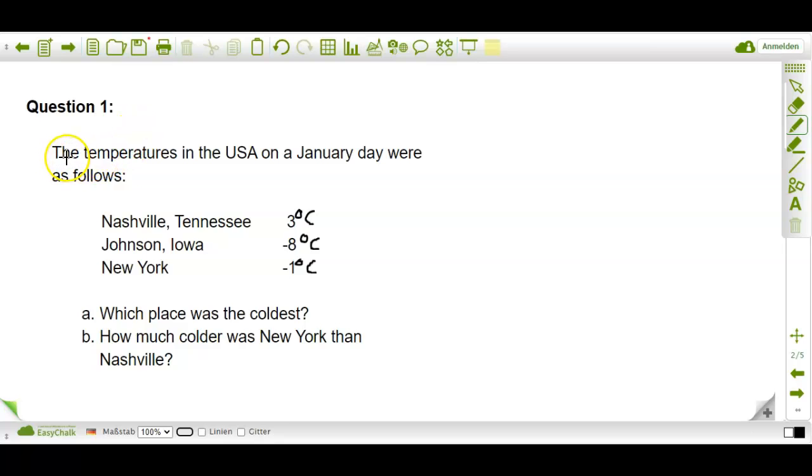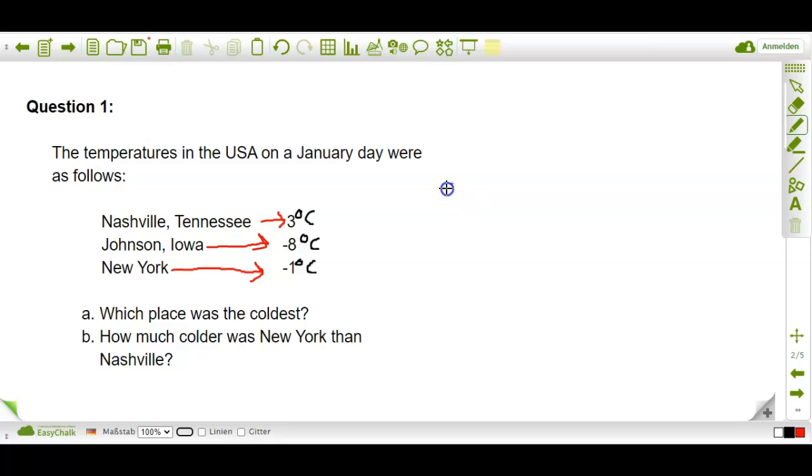The first question states that the temperatures in the USA on a January day were as follows. In Nashville, Tennessee, the temperature was 3 degrees Celsius. In Johnson, Iowa, the temperature was -8 degrees Celsius. In New York, the temperature was -1 degree Celsius. Part A. Which place was the coldest?